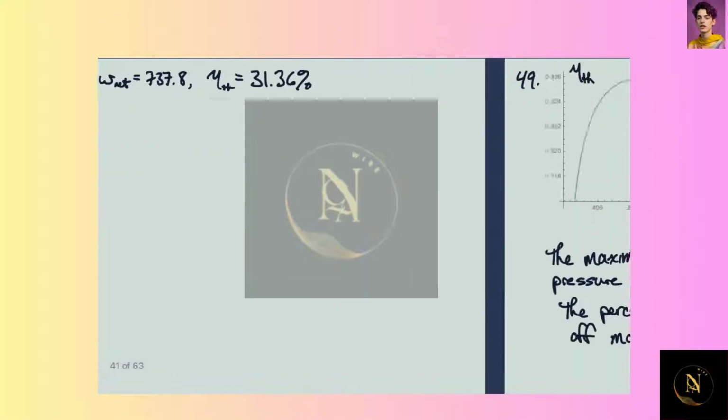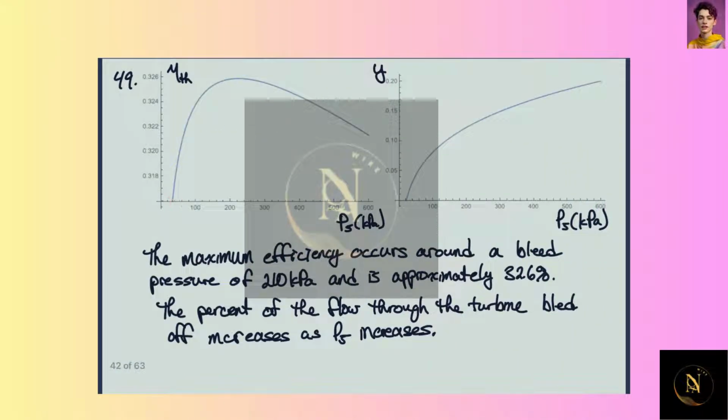So that would be kind of the worst case scenario, where it would just not be a regenerative system. So let's see here. What we can see is that we get a max right in here at about 210 kilopascals, and it ends up pretty close to 32.6%. That would be our maximum.